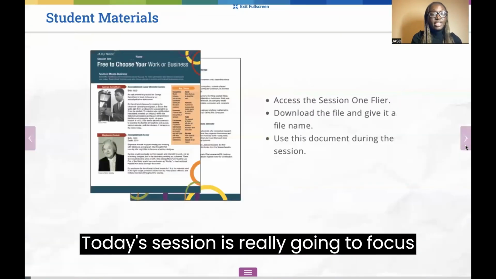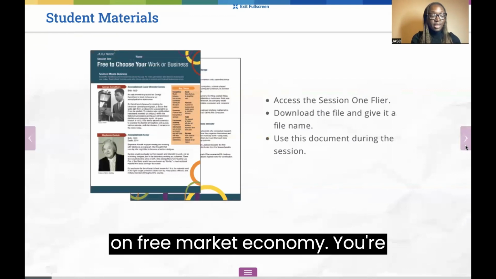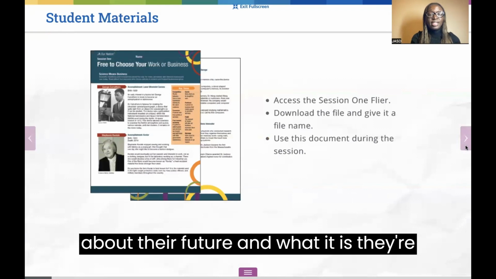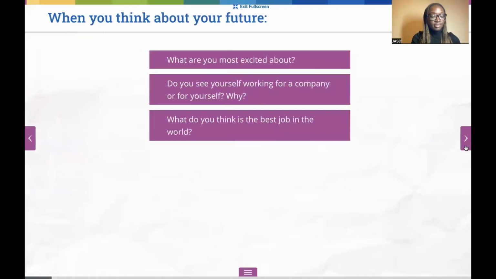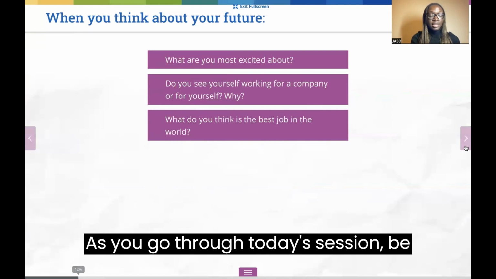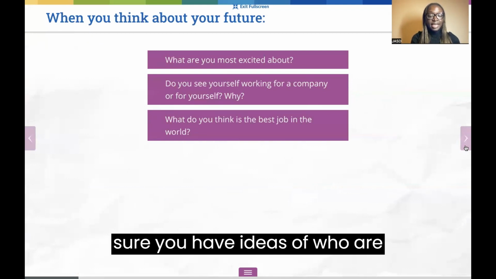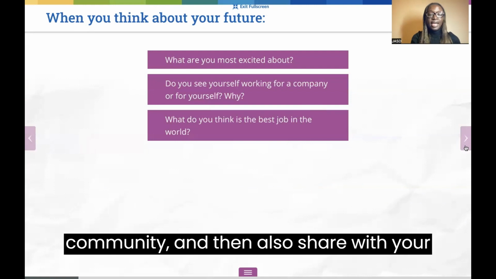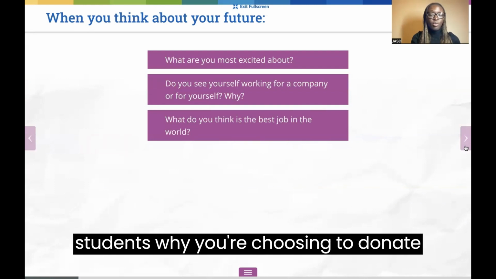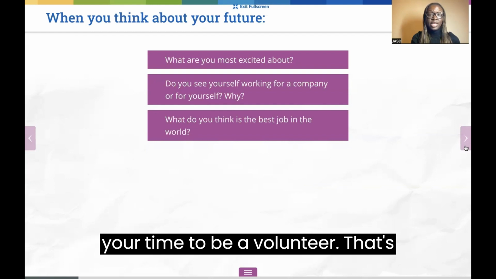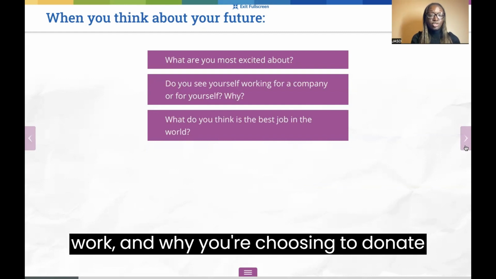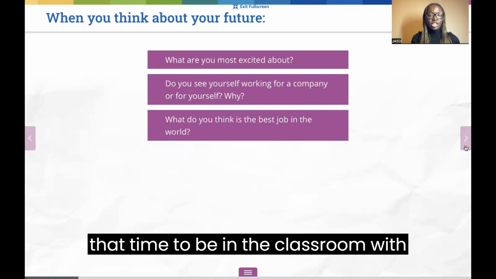Today's session is really going to focus on free market economy. You're going to start by talking to students about their future and what they're most excited about. As you go through today's session, be sure you have ideas of who are successful entrepreneurs locally in your community, and also share with your students why you're choosing to donate your time to be a volunteer. It's important for them to hear what it is about your business and your line of work, and why you're choosing to donate that time to be in the classroom with them.